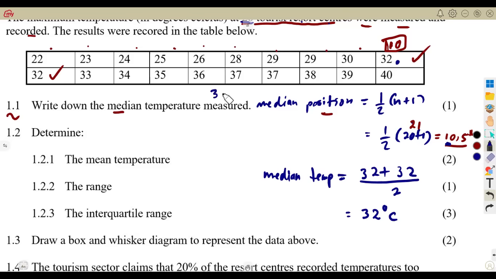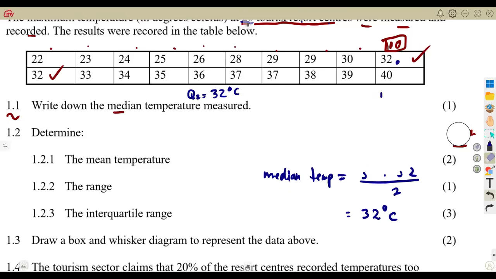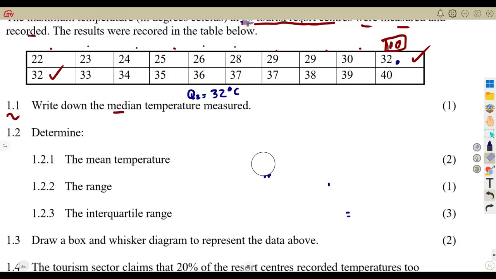That is 32 degrees Celsius. That is the median temperature. Remember, the median, you can even write this as Q2. That is the median value that we are going to have. So moving on to another question, 1.2.1: determine the mean temperature.